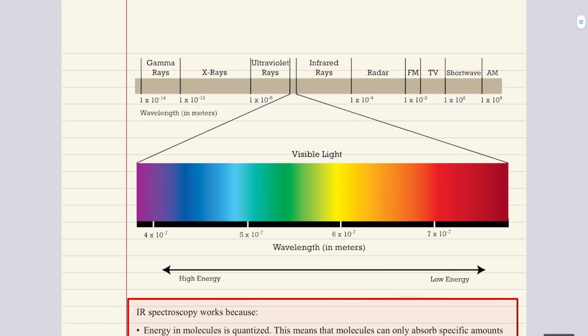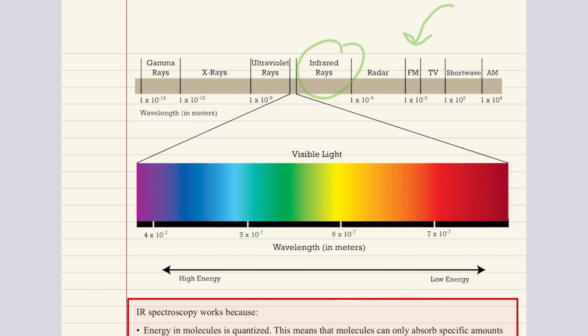To see why this works, let's place IR radiation in context. On the electromagnetic spectrum, infrared light lies just beyond red light in the visible region. It has longer wavelengths and lower energy than visible light or ultraviolet light. So this means it's not energetic enough to excite electrons or cause ionization, but it is just right to induce vibrational transitions in covalent bonds.